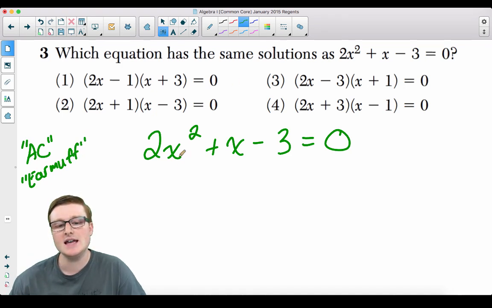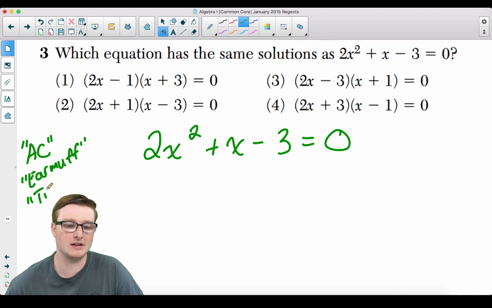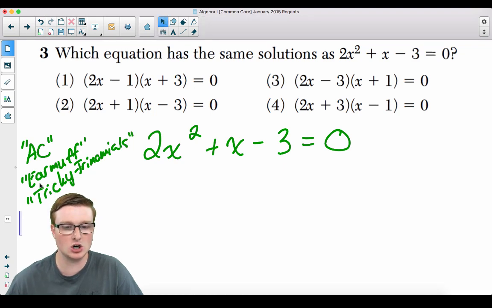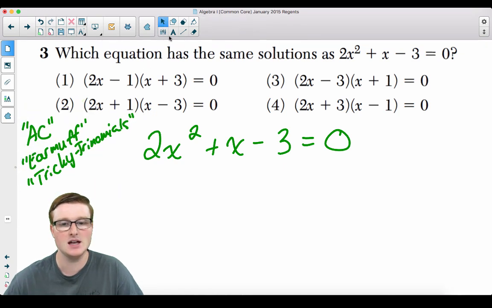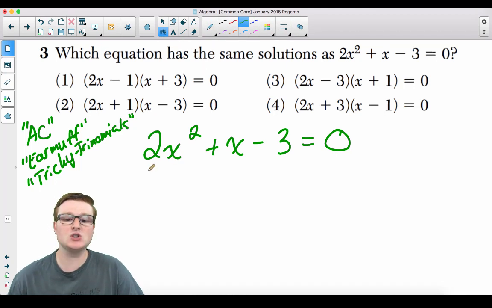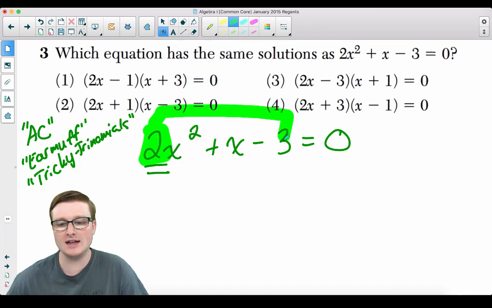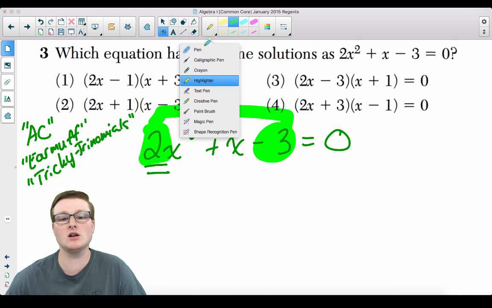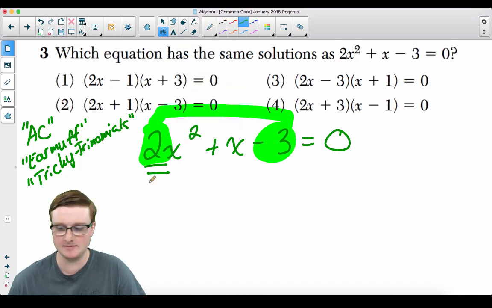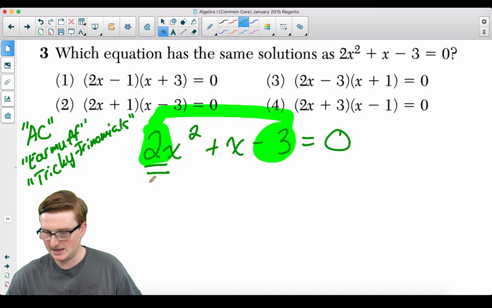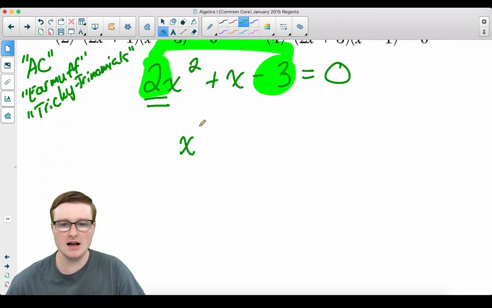Some teachers call it tricky trinomials. So any of these 3 terms that you might have heard of in the past, that's what teachers call it. Basically, it's where your first term does not equal the number 1. What you need to do is take that 2 and multiply it to the negative 3 to force this number to be 1. So it becomes x squared plus x minus 6 is equal to 0.